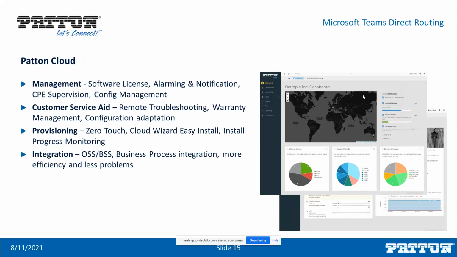I mentioned Patton Cloud several times, and I'll repeat that it is for having the SBC as a connector for direct routing. You don't have to have the Patton Cloud. It's optional. It's an additional tool, and it brings additional value to your installation and to your services. So here is an overview of what Patton Cloud is providing. Obviously, firstly, it's management related to software licenses, alarming, notification, customer premise equipment supervision, configuration management, and all of the functions related to management.